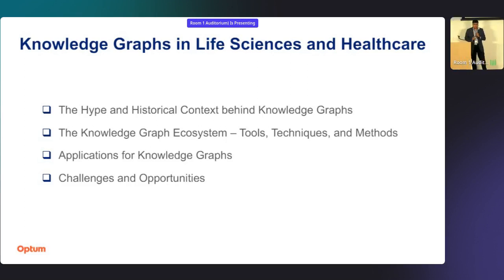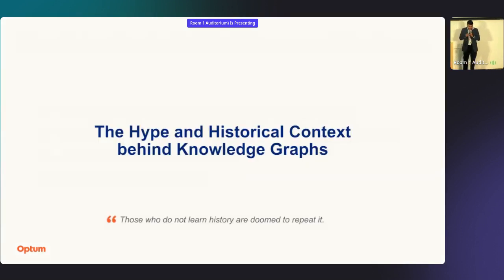But before we delve into that, I wanted to talk a bit more on the hype and the historical context behind knowledge graphs, especially in biomedicine. I'm going to talk about the knowledge graph ecosystem, and I'm going to talk about applications for knowledge graphs in this domain, and finally wrap it up with some of the challenges and opportunities. So let's start with the hype and the historical context.